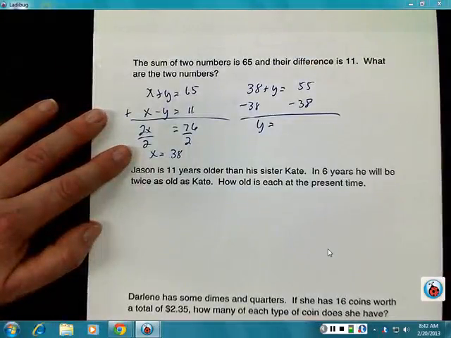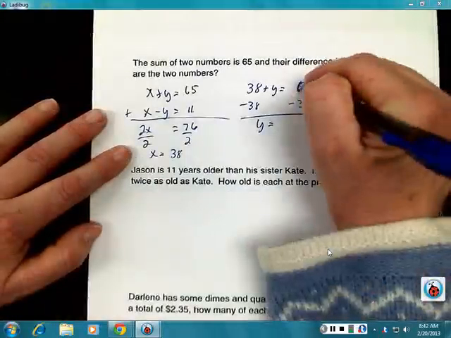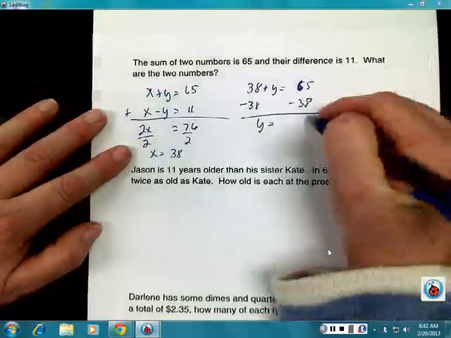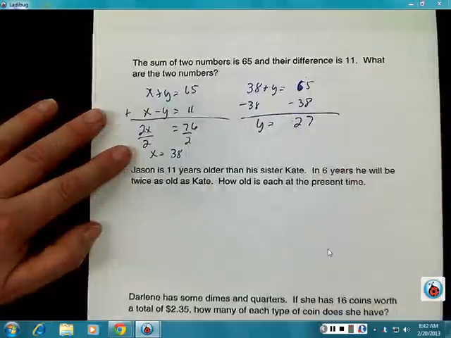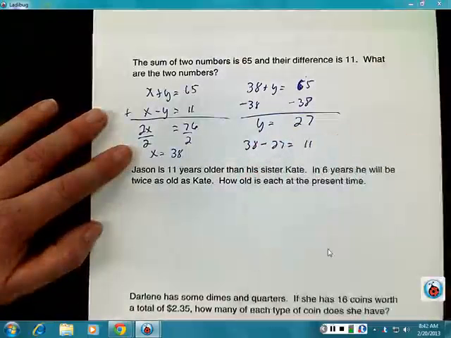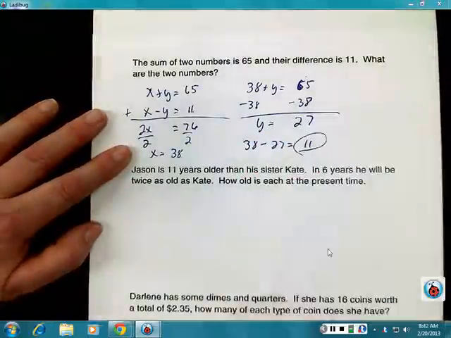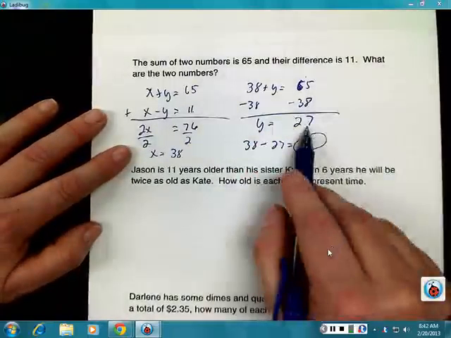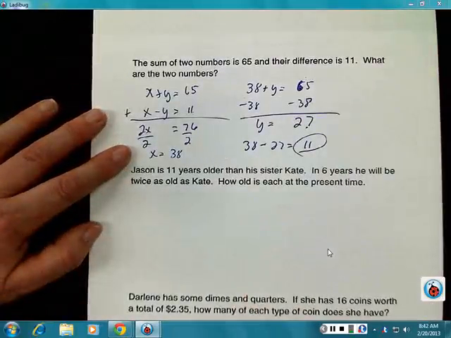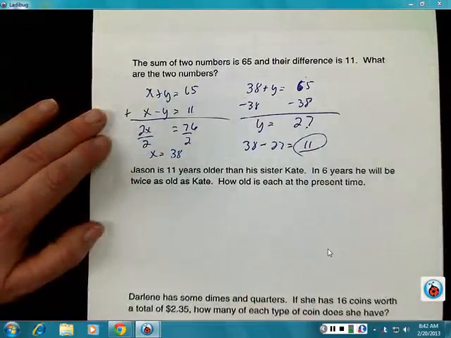It's 65, not 55. Oh, 65, thank you. That helps. 38 from 65, what does that leave me with? 27. Does it work? 38 minus 27 does end up equaling 11, so I'm pretty much safe. And we know 27 plus 38 is going to give me 65 because I did my math correctly there. Okay, good deal. Ready for the next one?